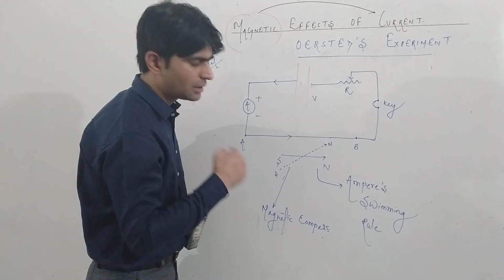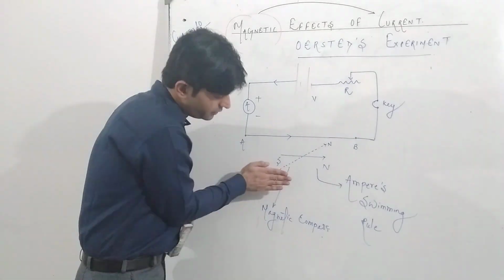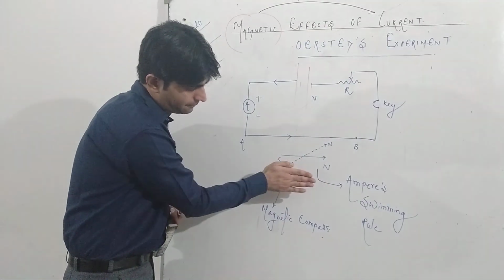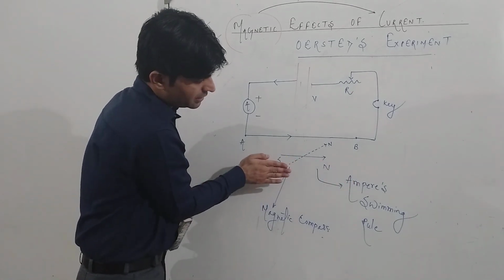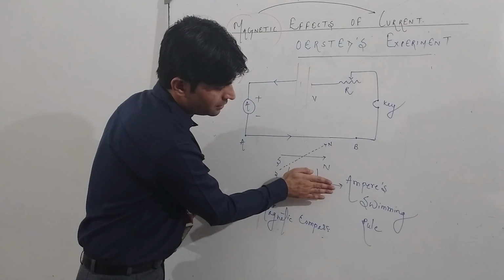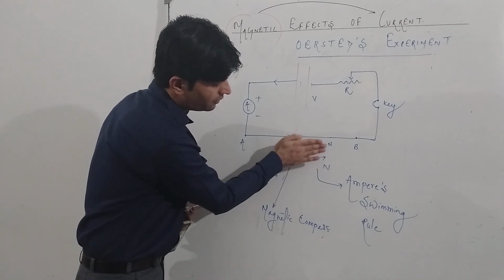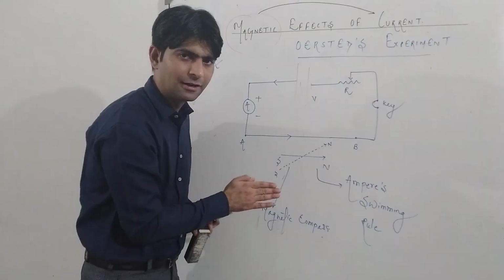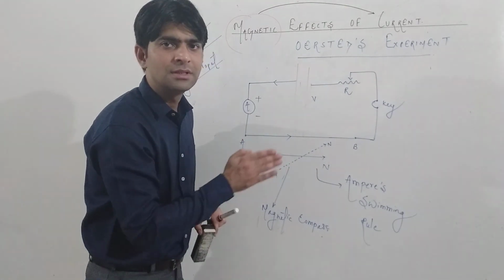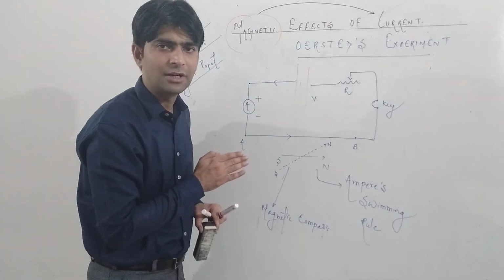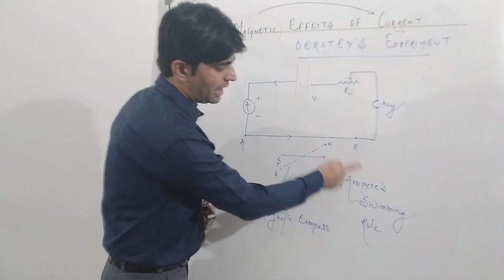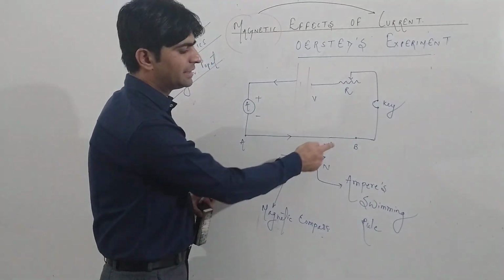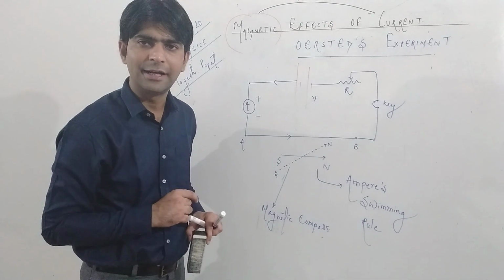Again I am repeating, if you consider yourself as a swimmer, swimming like this along this plane, swimming along the direction of current, then the north pole of the magnetic compass or magnetic needle will be deflected towards the left hand side of the swimmer. So this is the Ampere swimming rule, which gives the direction of deflection of the magnetic compass.